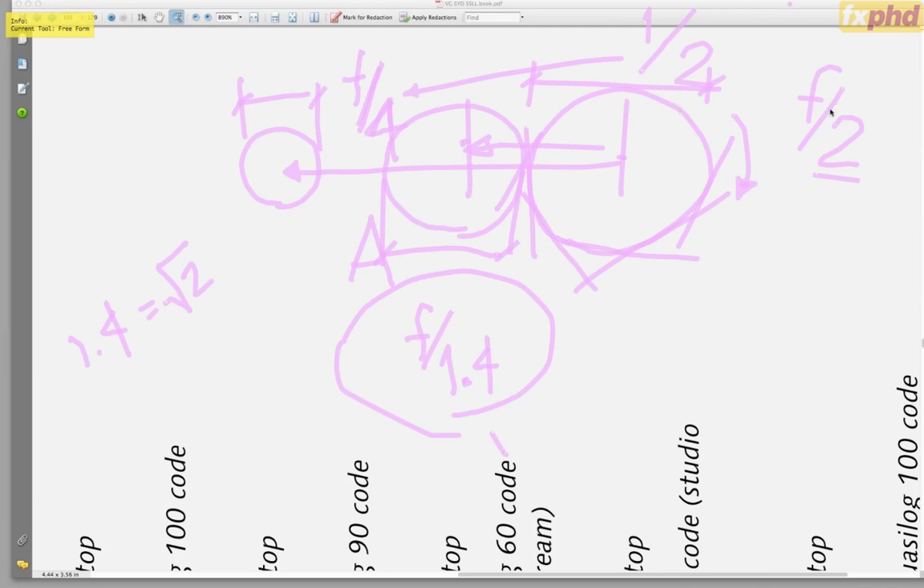because the aperture has a dimension that's the focal length divided by 4. I'm sorry, this number is wrong. This should be 2.8. That's my mistake. Okay, and f over 1.4, that would be a bigger circle than f over 2. Okay, my mistake.